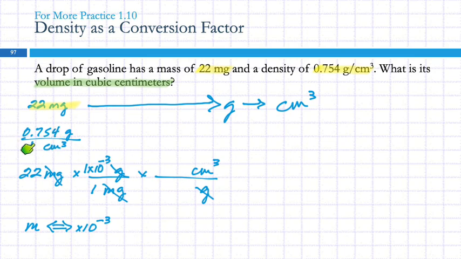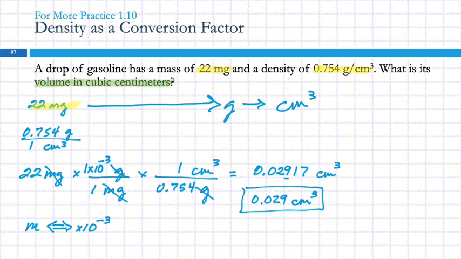And then this one, I've got that density. The number is with grams, and so it has to stay with grams. And 1 is with cubic centimeter. So 22 times 1 EE negative 3 divided by 0.754. I started with 2 sig figs. I'm going to end up with 2 sig figs. That would be cubic centimeters. Is that a reasonable size for a drop of gasoline? Yeah. Probably. It's really small, right?